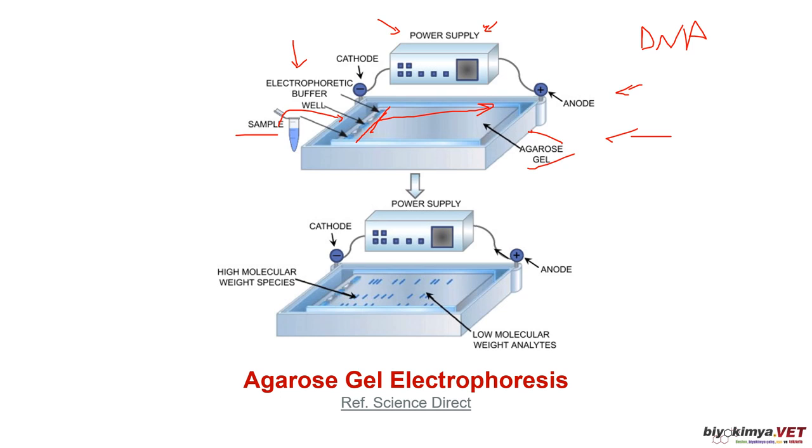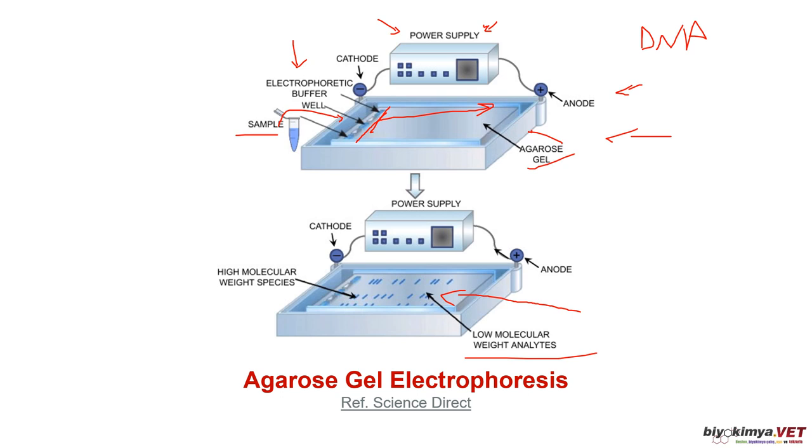The rate of movement is inversely proportional to the size of the molecules. The smaller molecules move faster through the gel, while larger ones move more slowly. And at the fourth step, as you see here, we see the bands, low molecular weight and high molecular weight pieces are analyzed. And the special dyes make it possible.